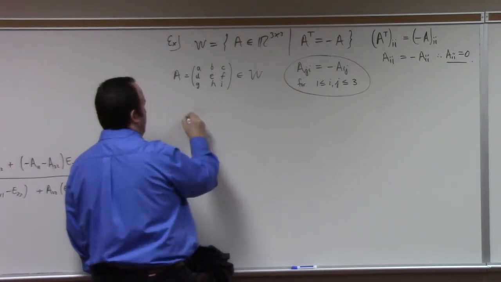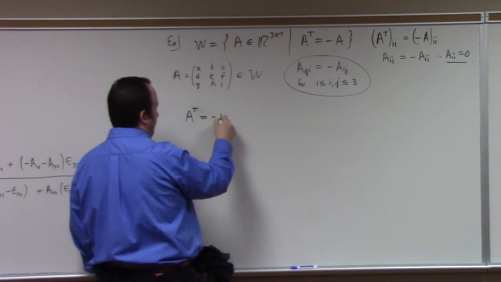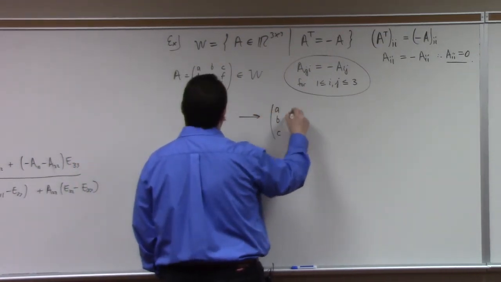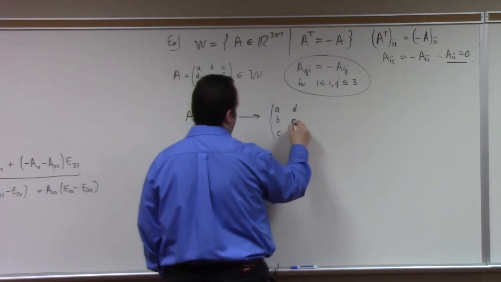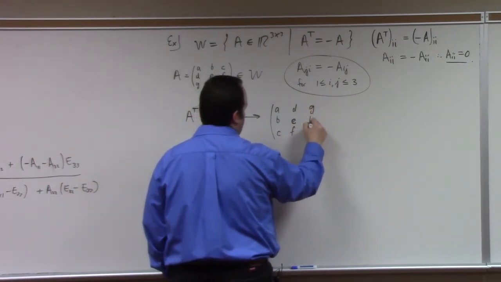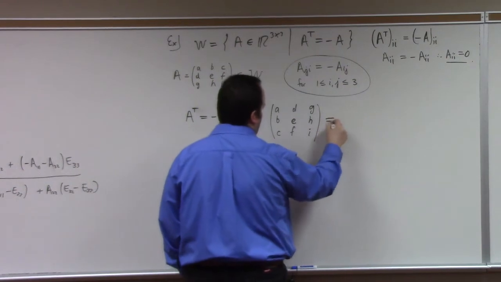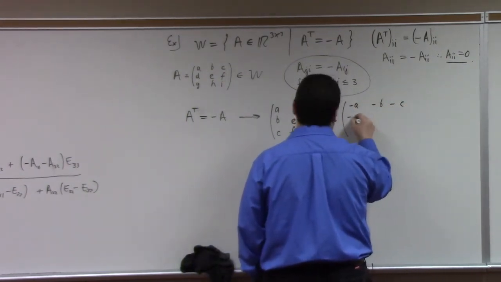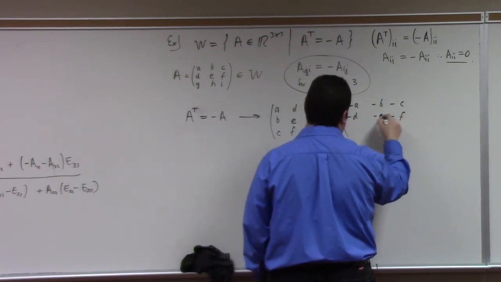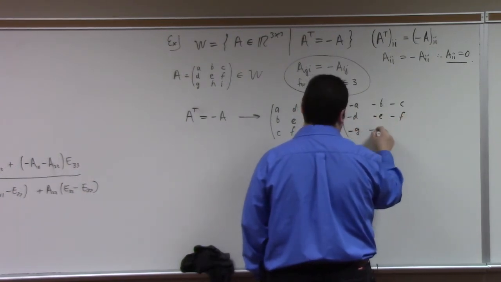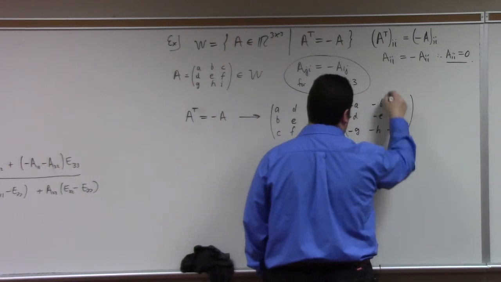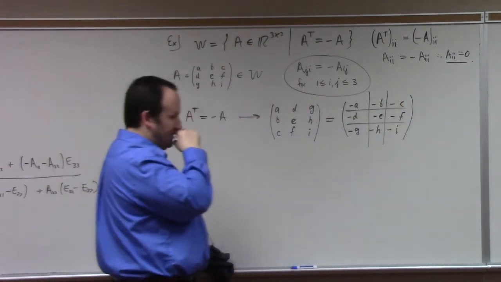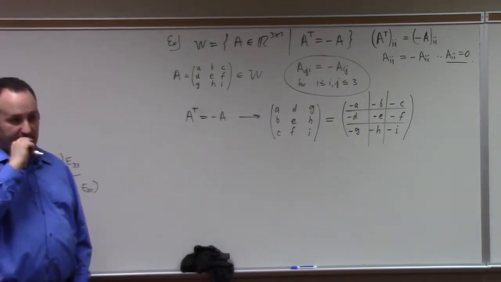Okay, so A transpose equals minus A. What's that tell us? It tells us that the A, B, C column, D, E, F column, G, H, I column, notice I transposed it, yeah? And then minus A, minus B, minus C, minus D, minus E, minus F, minus G, minus H, minus I. So there's your component by component. They have to match up, right?